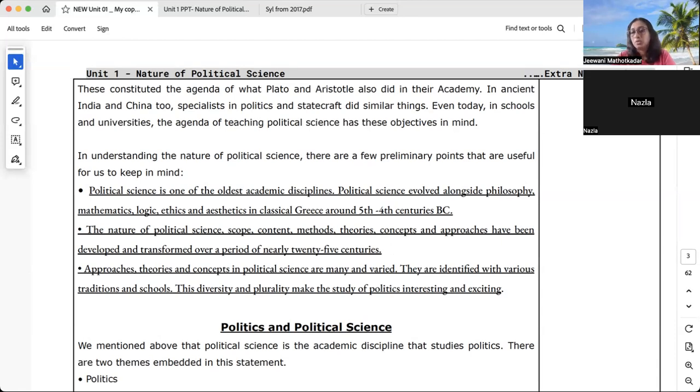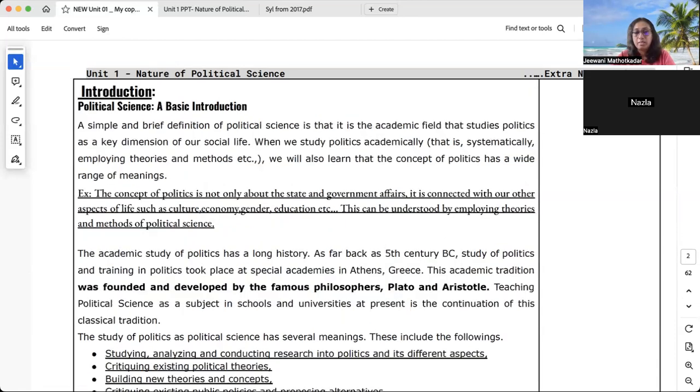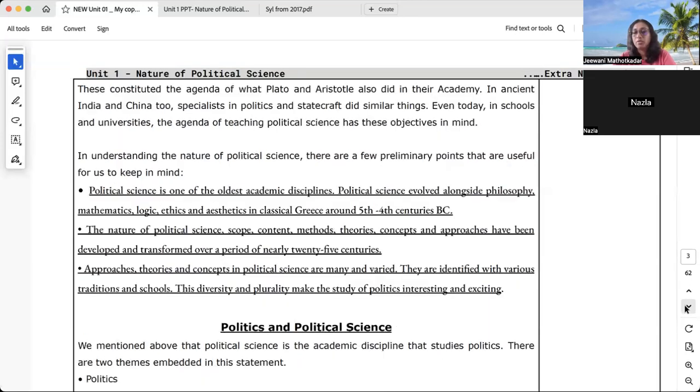So when you go to universities, you will understand that you have to study, analyze, and conduct research about topics of political science. You have to criticize existing political theories. These are the things you have to do when you study political science.